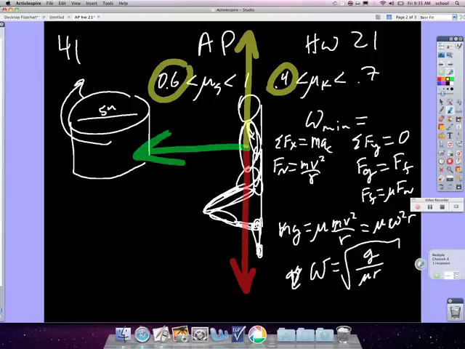We're supposed to find what? Sorry? You just need to find angular velocity. Oh, just find angular velocity? Okay.